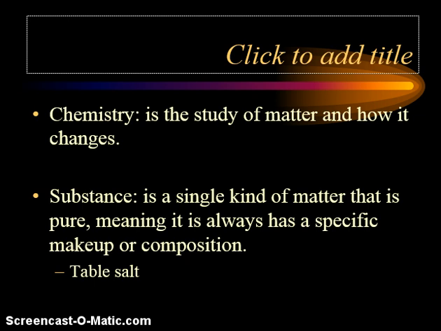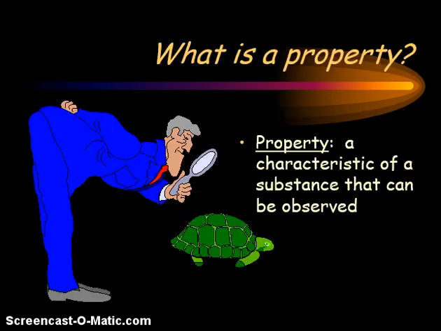Chemistry is the study of matter and how it changes. A substance is a single kind of matter that is pure, meaning it always has a specific makeup or composition. Table salt is an example of a substance. It's always made up of NaCl, one molecule of sodium and one molecule of chloride. It's always exactly the same, or it's not table salt. That makes it a substance. Okay, like water, H2O, it's always the same. Okay, that is a substance.